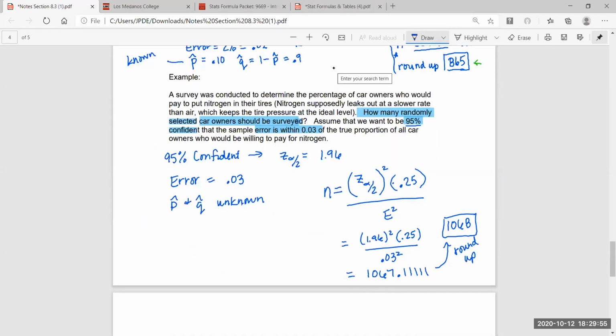If it were 1066.something, then it would be 1067. I want to say maybe on your homework there's one like that. So it's only if you get a decimal that you have to round up, because you can't survey that number of people. This is the minimum number, so that's why we have to go higher.